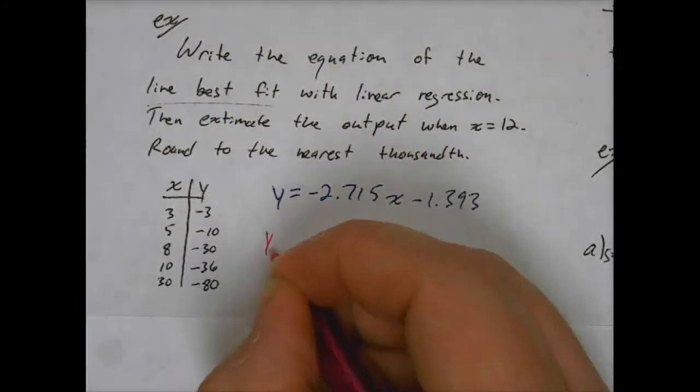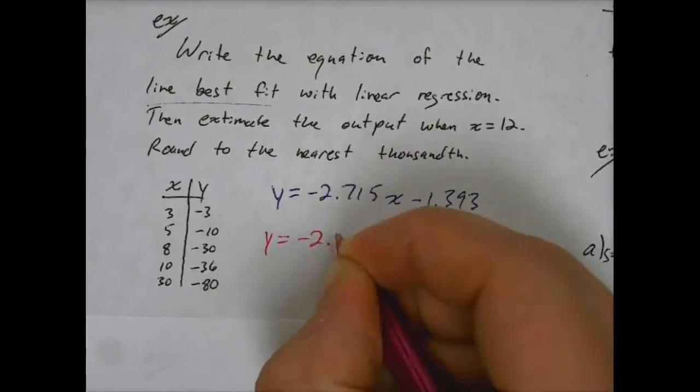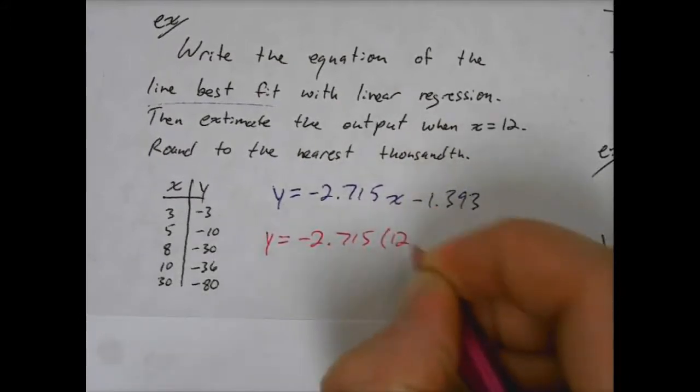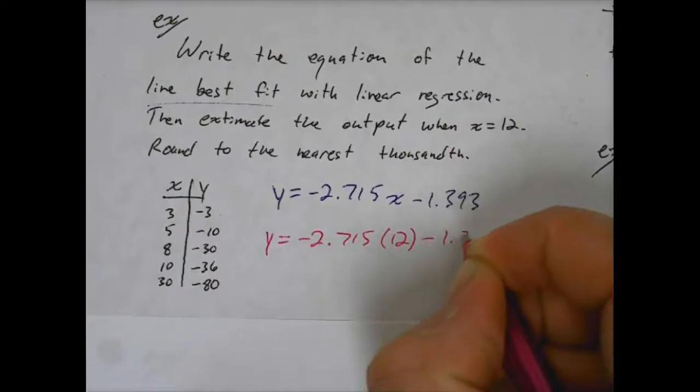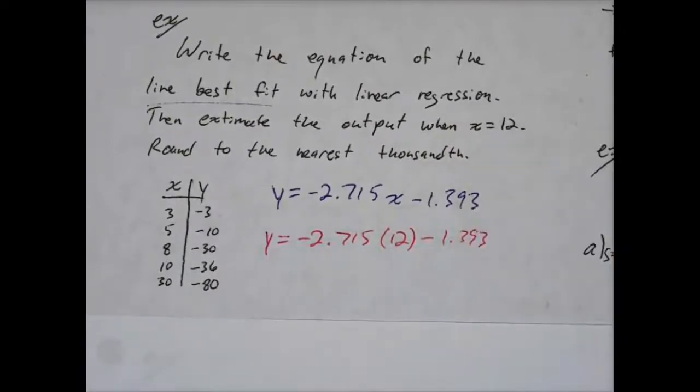So I can say y equals negative 2.715 times 12 minus 1.393. And then you're just going to do the calculation so that when x is 12, y would be negative 33.973. That's really all you're doing with this stuff. All right, I'm going to look at another one.